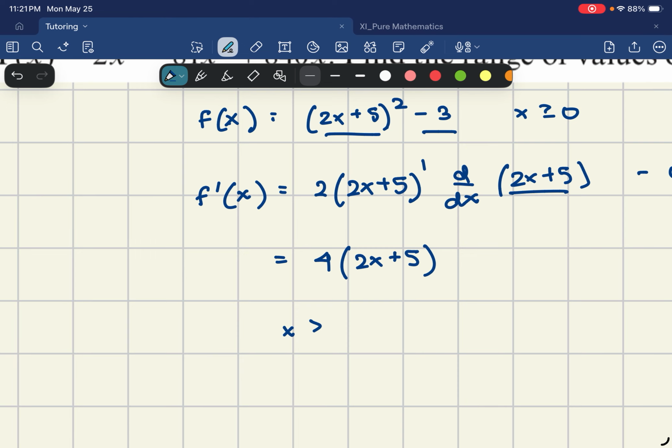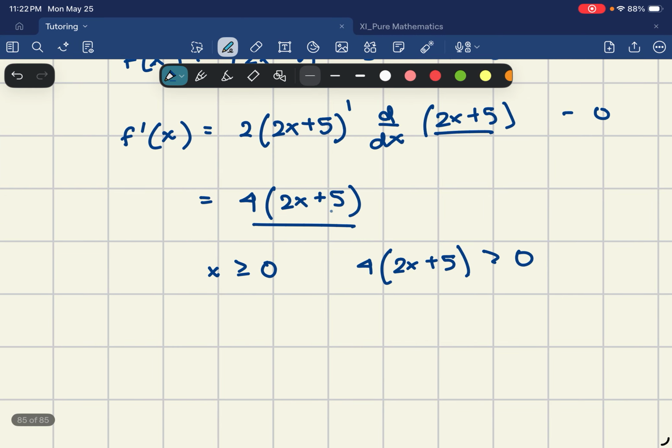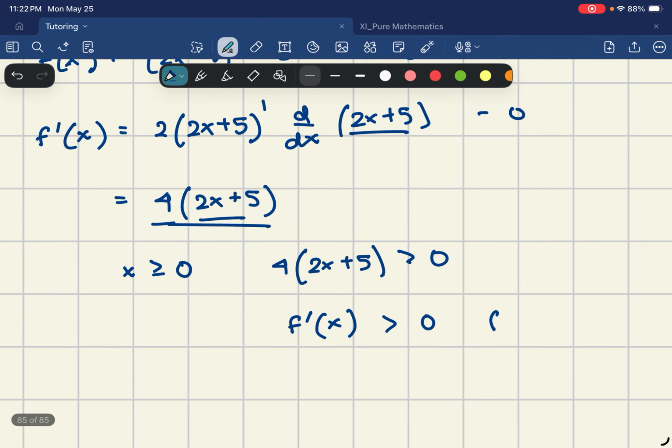And for x bigger than or equal to 0, 4 times 2x plus 5 is going to be bigger than 0. You put 0 here, 5 4s are 20. You put any number bigger than 0, this is positive, this is positive. So overall, this is going to be positive. And therefore, f dash of x is bigger than 0 for x bigger than or equal to 0. Hence, increasing.